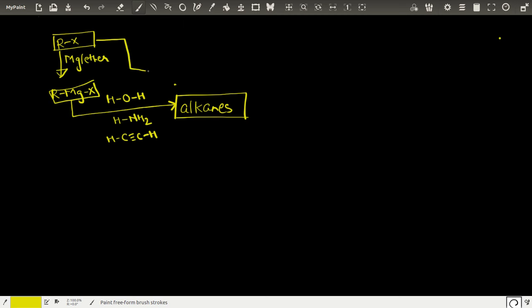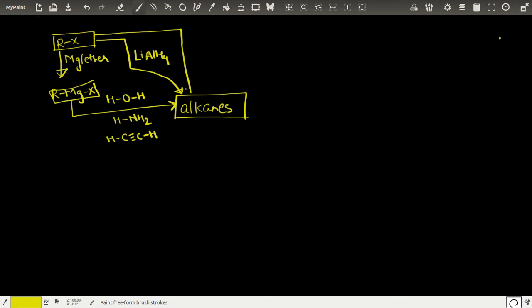Alternatively, we can also use the complex metal hydrides, like LiAlH4, lithium aluminium hydride, sodium borohydride, and so on. So we can use complex metal hydrides.